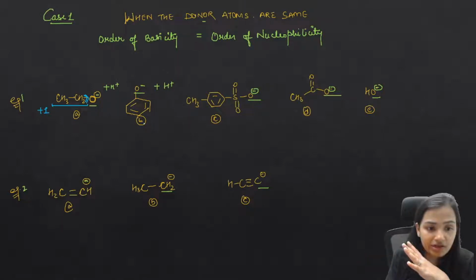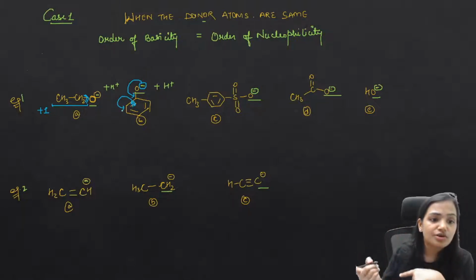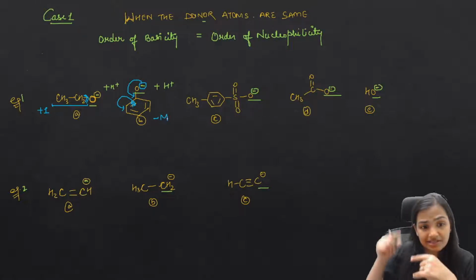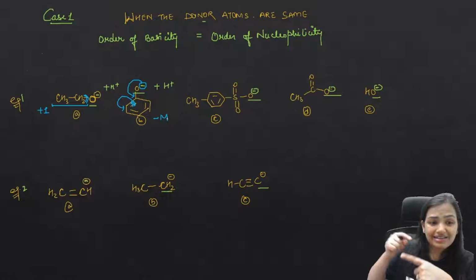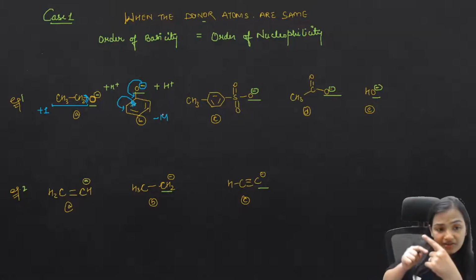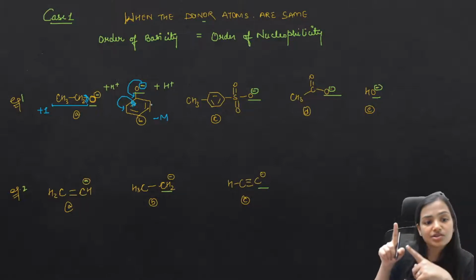If you see option B, you will find that this O negative is undergoing delocalization. So ultimately this is the delocalized pair of electrons, so it is going to be a poor base. We can say that here we are having a minus M effect, or you can say minus R effect, of the benzene. Because the electrons are not available, they are getting delocalized over the benzene ring.